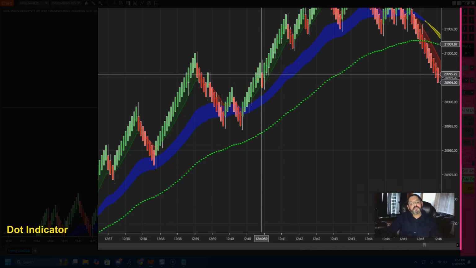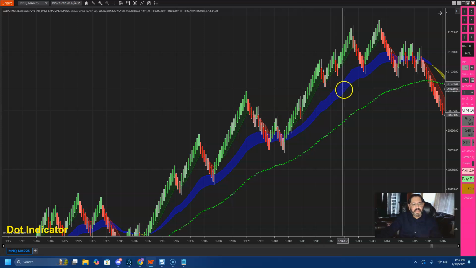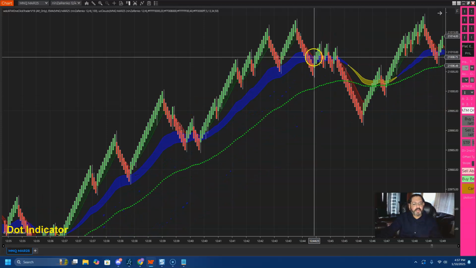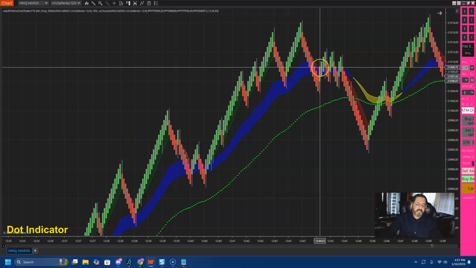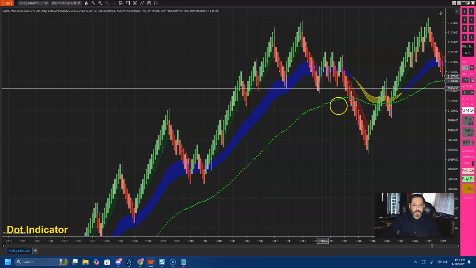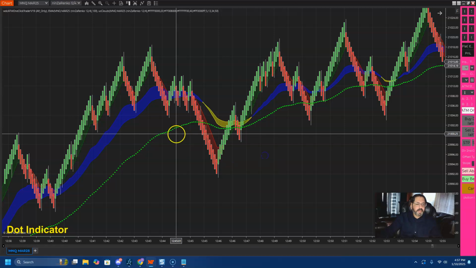But if you want some sort of a pullback and a little bit of better entry, then a good way is to let the price get back under the blue cloud. And I think we got that right over here. It was not totally under the blue cloud, but had you taken the trade here, and again, depending on your stop, you might have gotten stopped out or not. But let's say you took it and you got stopped out, right?